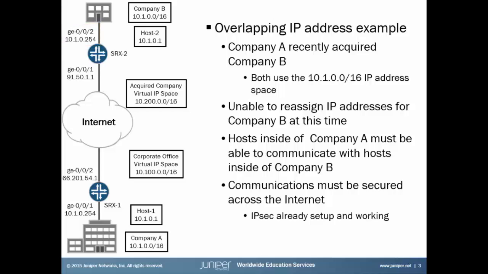And then we have two hosts, host 1 and host 2. Notice that these hosts have the same IP address, which means by default they cannot communicate with each other. In the demo that I will be showing you, we're going to get those two hosts talking to each other. Then something else I want to point out, the acquired company virtual IP space and the corporate office virtual IP space. We'll be using those subnets as substitutes as we're doing our Static NAT, and we'll see how that works in the example. Alright, so without further ado, let's jump to the CLI.